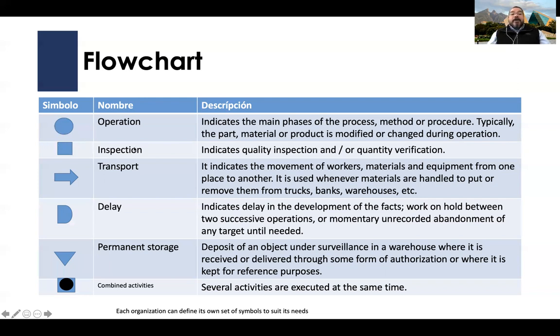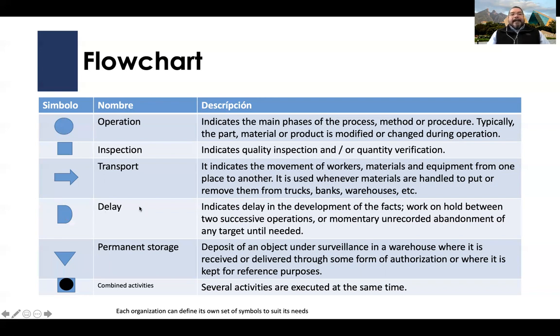There are also inspections, where we represent the inspection of quality or quantity. There is also this arrow that represents transports. That can be movement of workers, material, equipment from one place to another. It is used whenever materials are handled to put or to remove them from trucks, banks, warehouses, etc. When we move material through the process, or from the warehouse to the main production area, or from the main production area to the final product warehouse, we use a lot of these symbols.